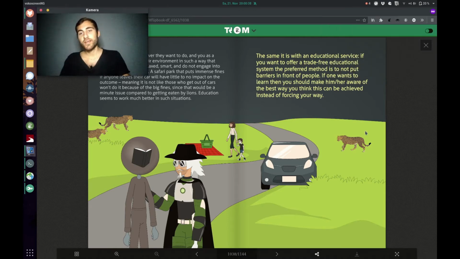It's the same with an educational service. If you want to offer a trade-free educational system, the preferred method is to not put barriers in front of people. If one wants to learn, then you should make him or her aware of the best way you think this can be achieved, instead of forcing your way.